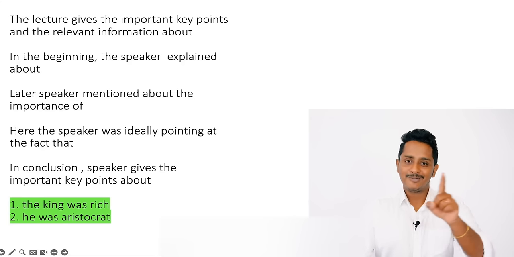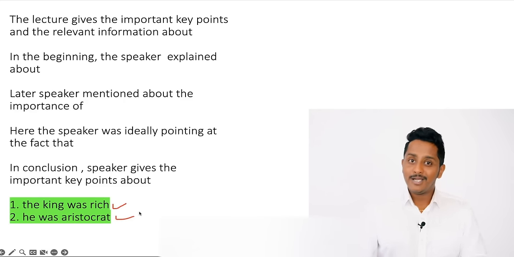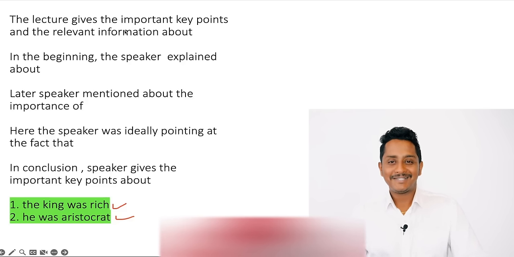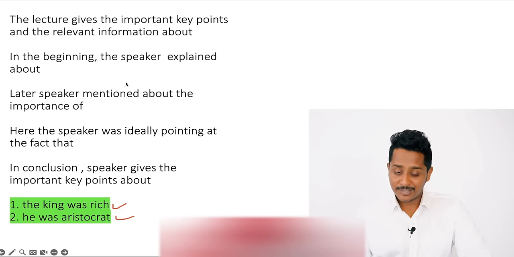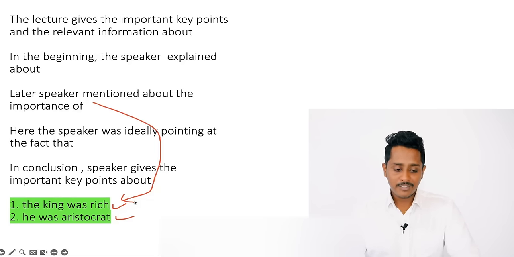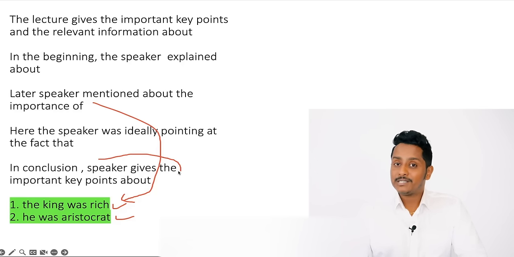Correct? How I trick the software is this. I have a template. I have written only a small two phrase, so what I'm going to do is repeat the words. The lecture gives the important key points and the relevant information about the king was rich. In the beginning, the speaker explained about he was aristocrat. Later, the speaker mentioned about the importance of the king was rich. Here, the speaker was ideally pointing at the fact that he was aristocrat, the king was rich, and he was aristocrat. In conclusion, the speaker gives the important key points about the king was rich and he was aristocrat.